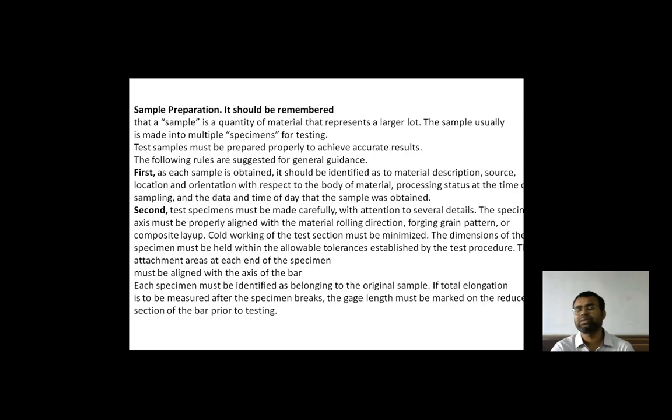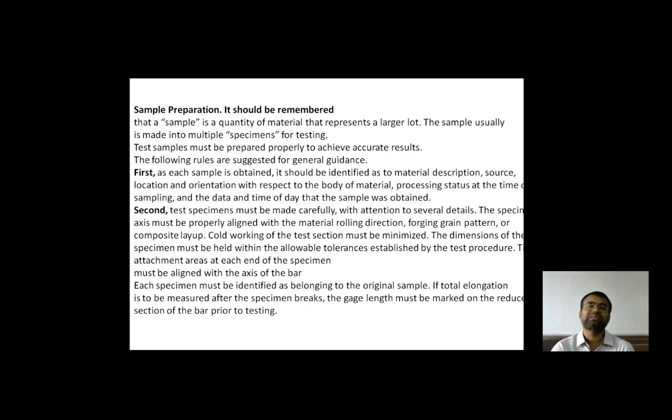एक सिंपल पर्टिकुलर टेस्ट रिजल्ट से हम किसी भी रिजल्ट तक नहीं पहुंच सकते हैं। सो सैंपल प्रिपरेशन क्या है, इट शुड बी रिमेंबर, इसको ध्यान देने वाली बात है। सो पहले क्या करेंगे, दैट अ सैंपल इज क्वांटिटी ऑफ अ मटेरियल दैट रिप्रेजेंट अ लार्जर लॉट। The sample usually is made into a multiple specimen for the testing. As obviously कोई भी अगर टेस्टिंग कर रहे हैं तो एक बार में एक स्पेसिमेन से ही हम क्लियर नहीं कर पाएंगे कि हाँ यही सही है, तो नंबर ऑफ स्पेसिमेन को हमें रेडी करना पड़ता है.